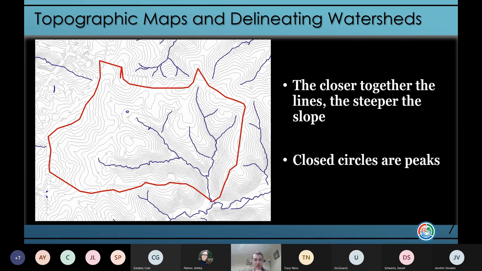So we can draw lines around the streams that exist and around the topography of an area to figure out where water will be flowing. And that's how we know where a drop of water might land somewhere way up top and go into a watershed someplace totally different. So these are the types of maps that we use to delineate watersheds.